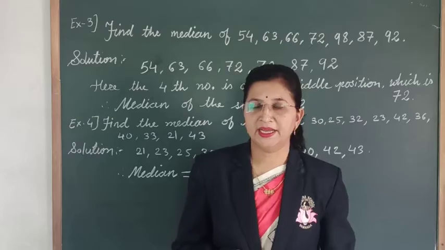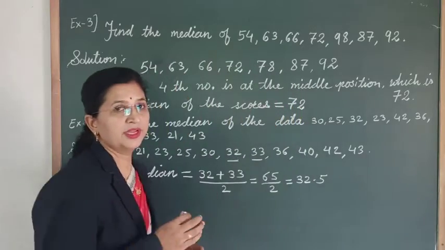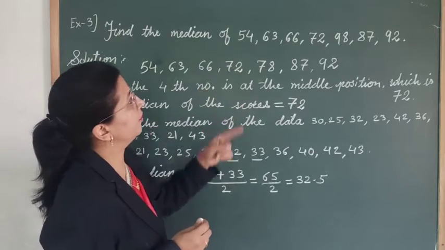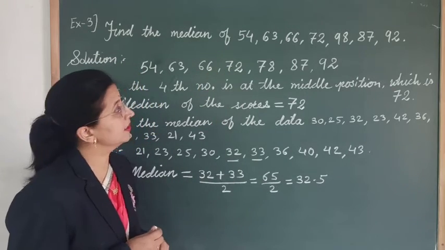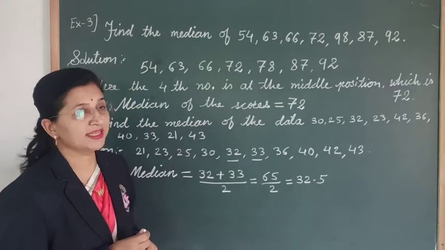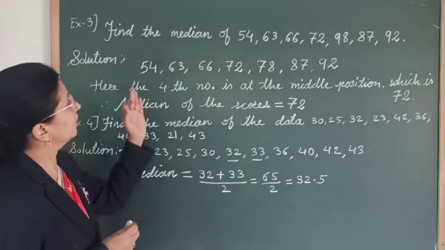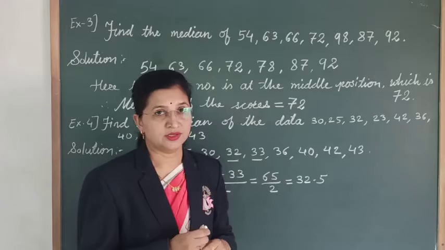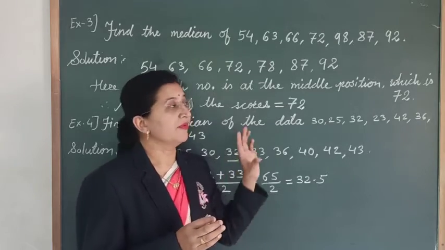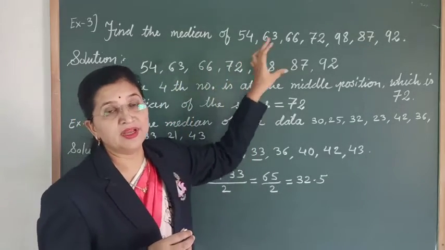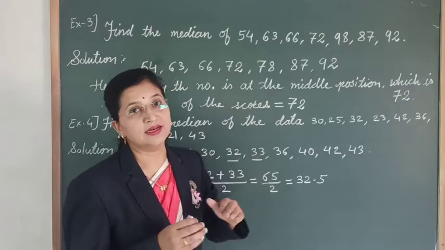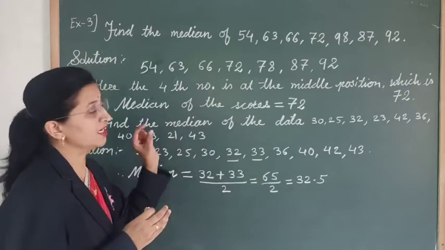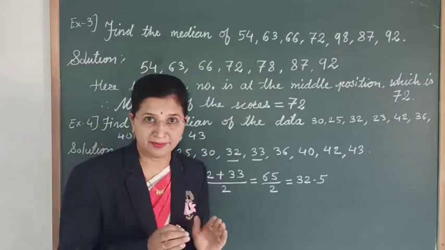Let's learn median by taking an example. So here we have the question: Find the median of 54, 63, 66, 72, 98, 87 and 92. So for these numbers we have to find out the median. Dear student, median means we have to arrange the given numbers either in ascending order or descending order, and the number which comes in the middle is the median.